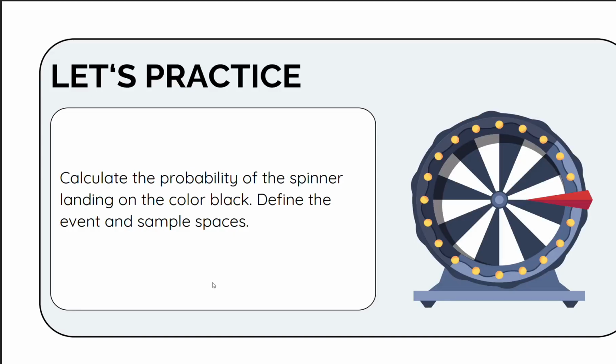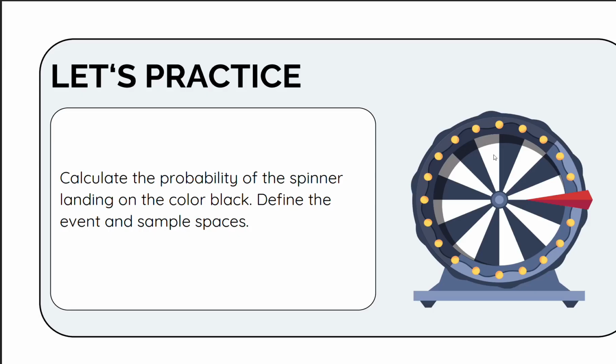Let's practice. Calculate the probability of the spinner landing on the color black. Define the event and sample space. I'll give you 10 seconds.